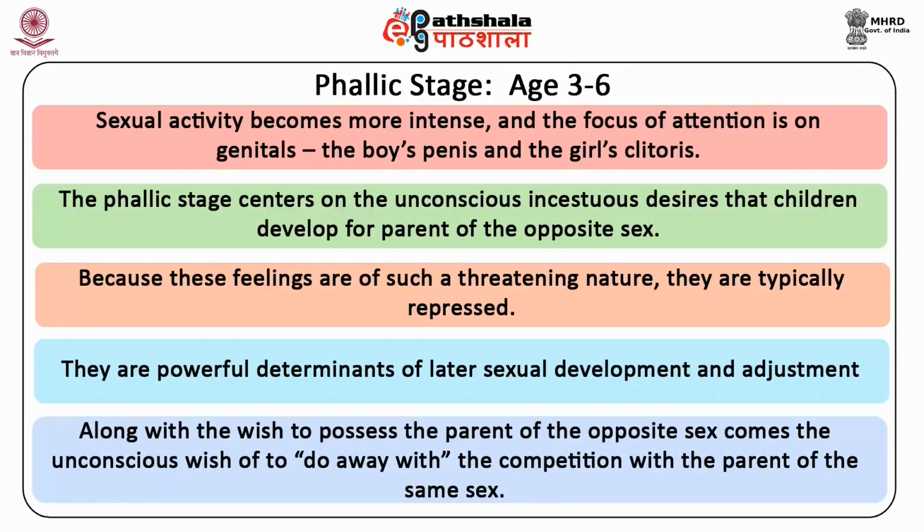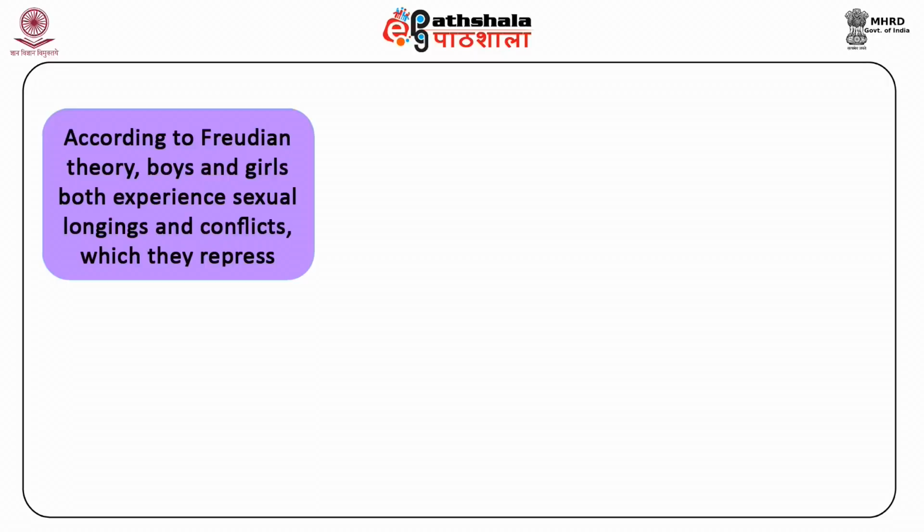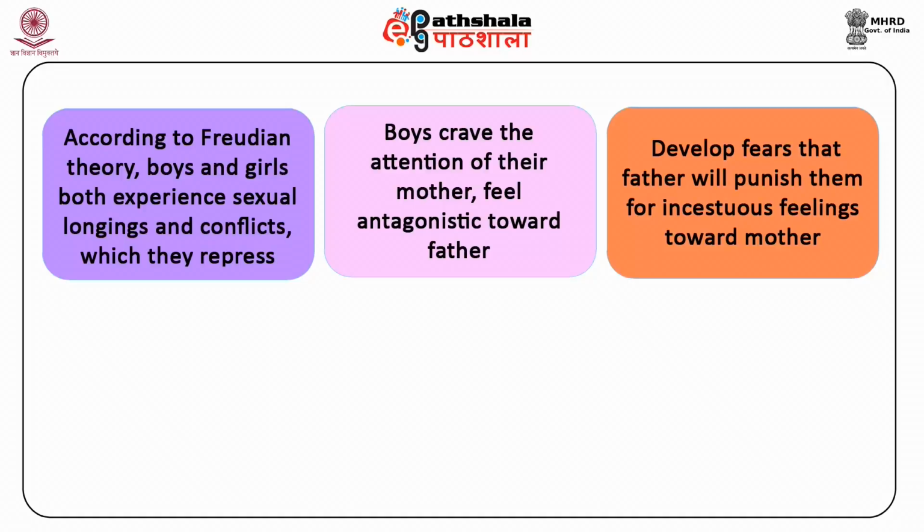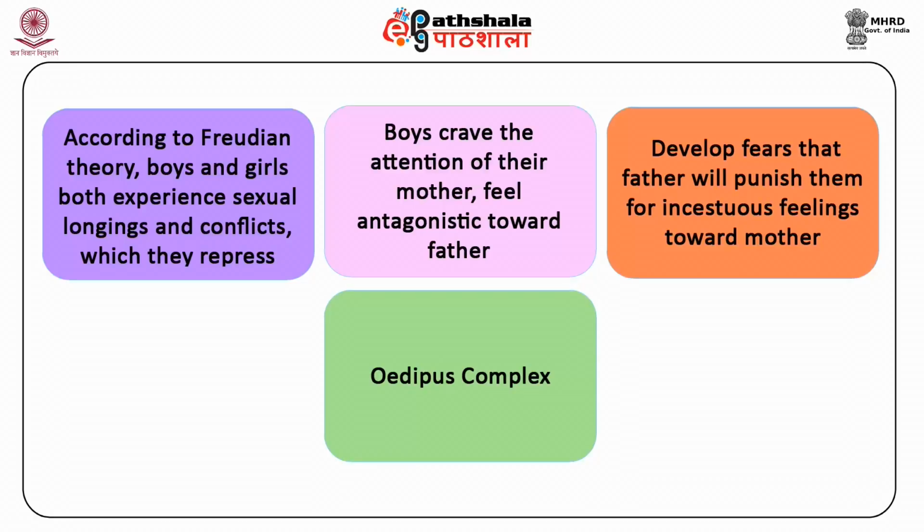Along with the wish to possess the parent of the opposite sex comes the unconscious wish to do away with the competition, the parent of the same sex. According to Freudian theory, boys and girls both experience sexual longings and conflicts, which they repress. Boys crave the attention of their mother, feel antagonistic towards father, and develop fear that father will punish them for incestuous feelings towards mother. This is known as the Oedipus complex. Mother becomes the love object both in fantasy and behavior, and boys exhibit sexual longings for mother.